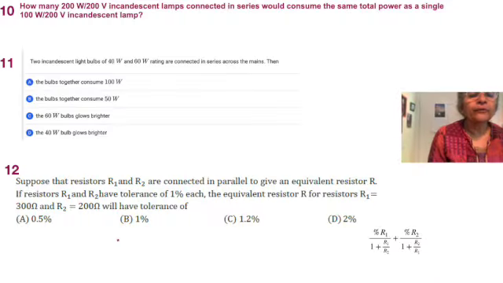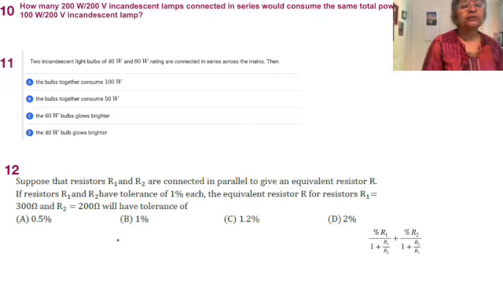Okay, so now incandescent lamps connected in series would consume the same total power as a single 100 watt, 200 volt incandescent lamp. So what is a 100 watt, 200 volt incandescent lamp? It is a resistance equal to 200 squared divided by 100, which is again a 400 ohm resistor. So for these two resistors to be equivalent, you have to use 2 of the first one to consume the same amount of power.